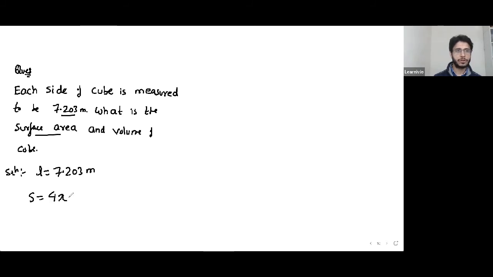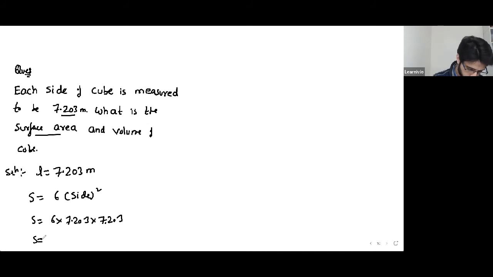The surface area of the cube is 6 into side square, right? So the surface area is 6 into 7.203 into 7.203. I'm using my calculator for the multiplication. 6 into 7.203 into 7.203 comes out to be 311.299. Now let's count the number of significant figures.